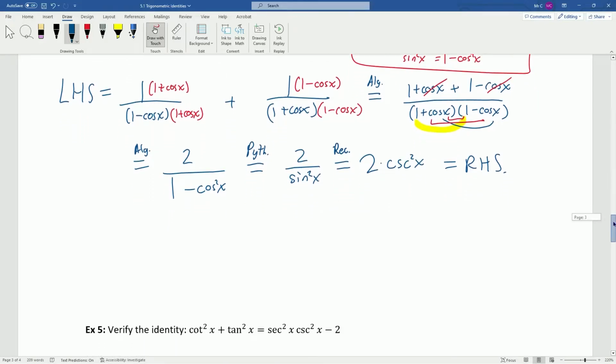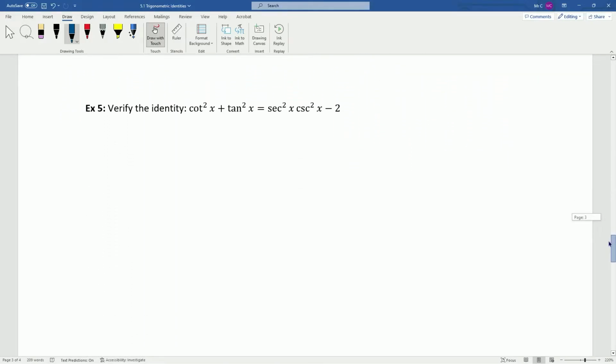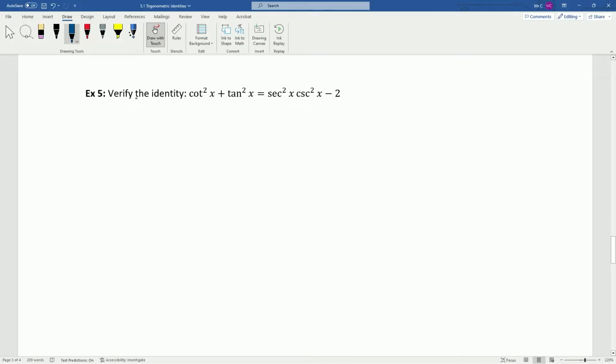All right, let's move on to another example. So here we want to verify the identity cotangent squared of x plus tangent squared of x equals secant squared of x times cosecant squared of x minus 2. And there's a number of ways that I could try to solve this one, but one of the things that comes to mind immediately, and these come to mind a lot, is the Pythagorean identities for cotangent and tangent.